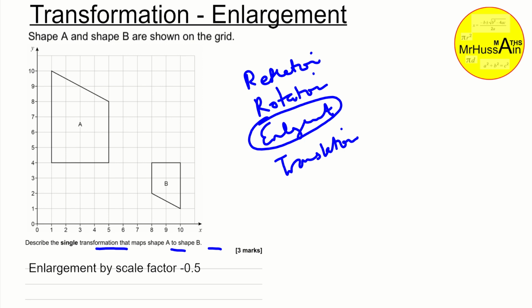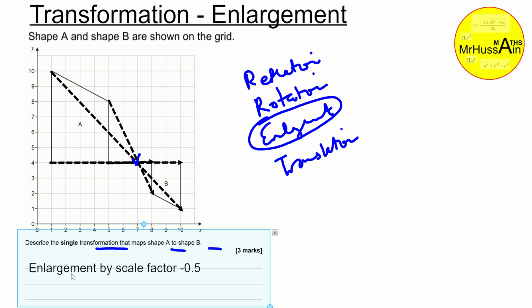Now, the other thing you need is the center of enlargement. And the way you get that is by getting a ruler, and you can see this tip is the same as this tip. That tip is the same as that tip. That tip is the same as that tip. And that tip is the same as that tip. And where all the lines meet, that is your center of enlargement. And you can see that is coordinate 7, 4.